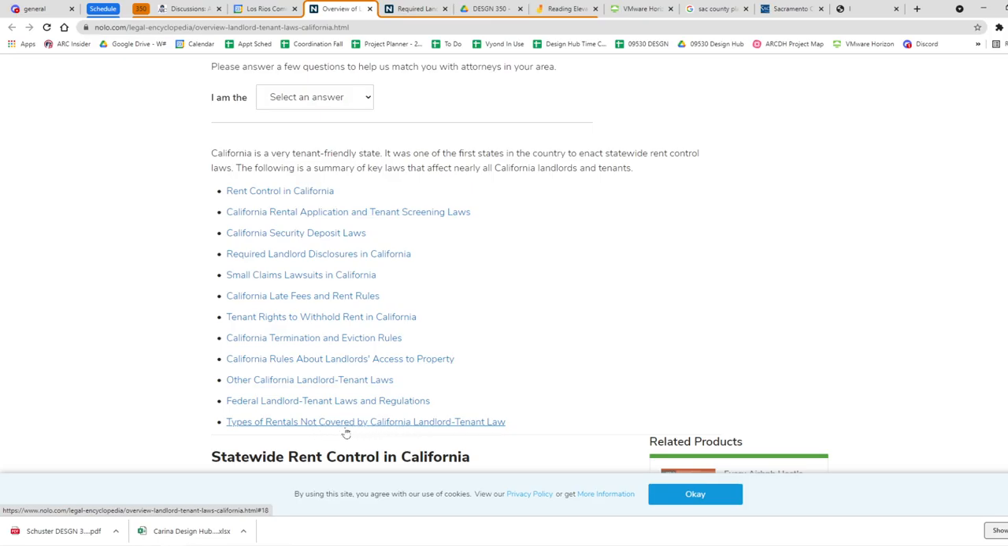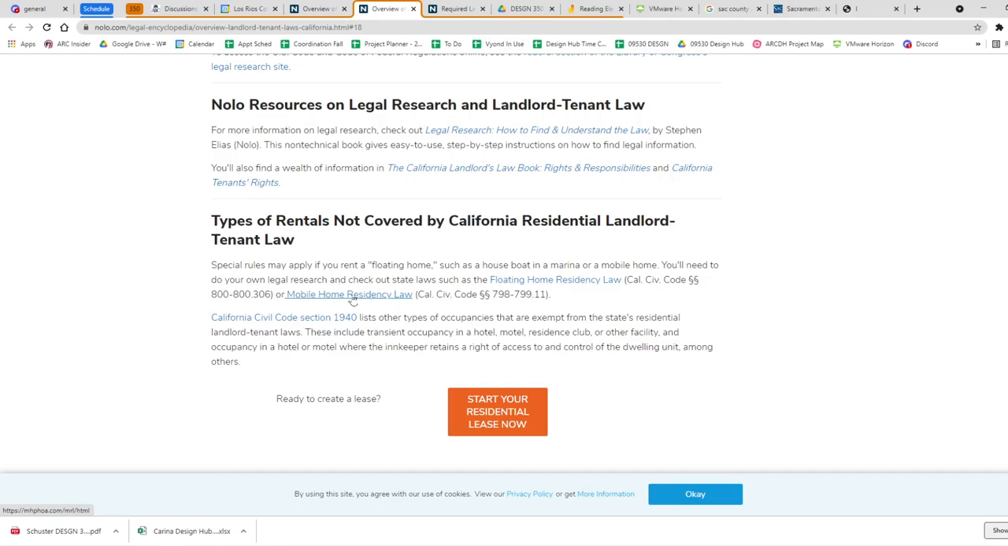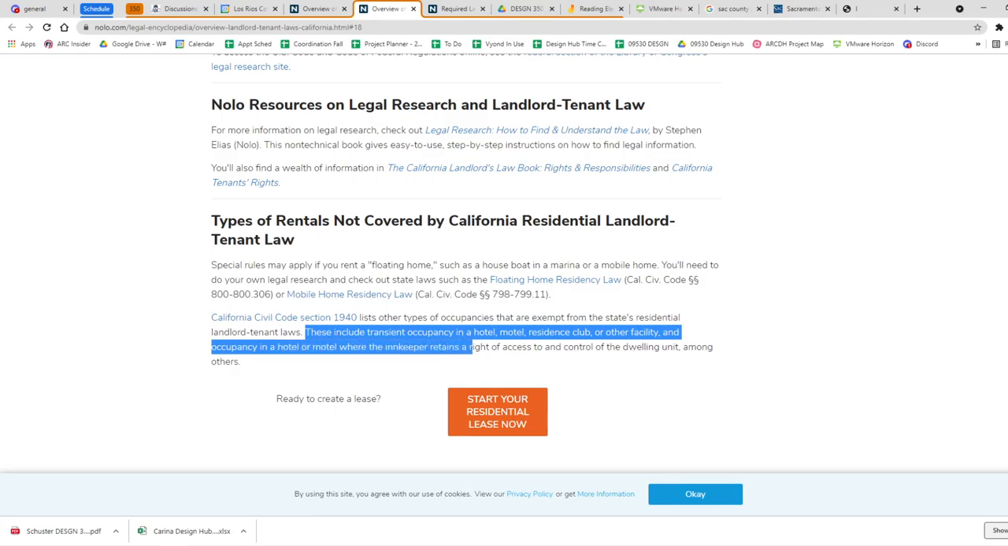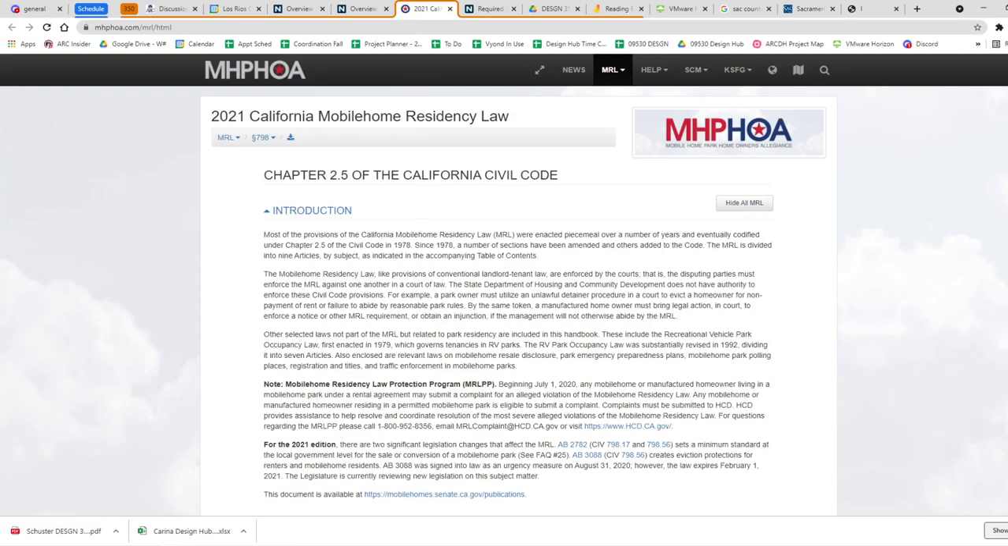Types of rentals not covered by tenant law. That would probably be a really good one to look at. I didn't even look at this one yet. Floating home residency law. Wow, that's an interesting one. Civil code. Oh, transient occupancy, hotel, residence club. Okay, so you can see whether you fall into these, whether you fall into these, whether you fall into these. Well, you're not a floating home. Mobile home residency laws.